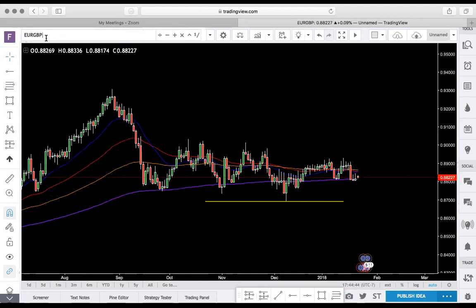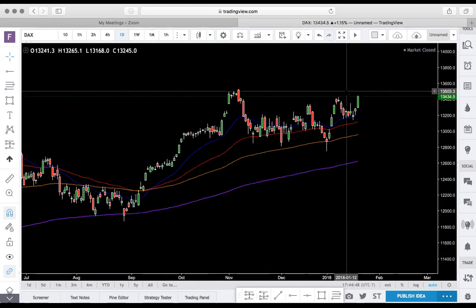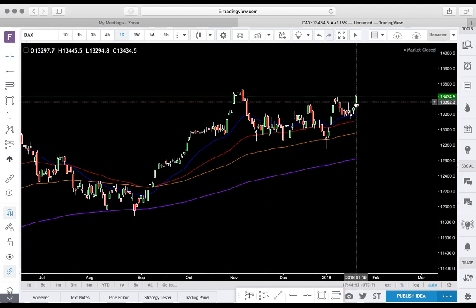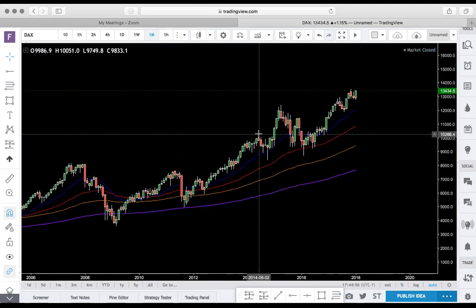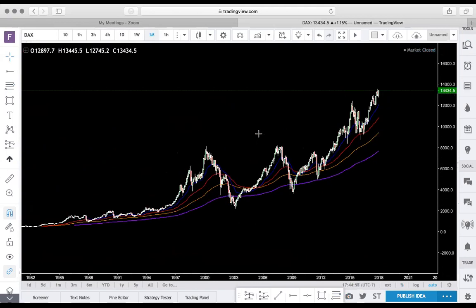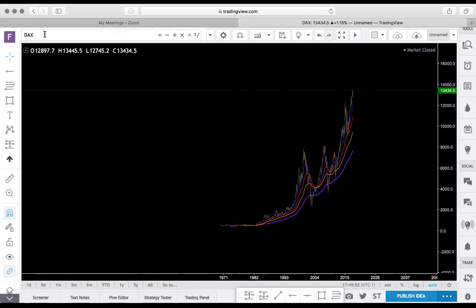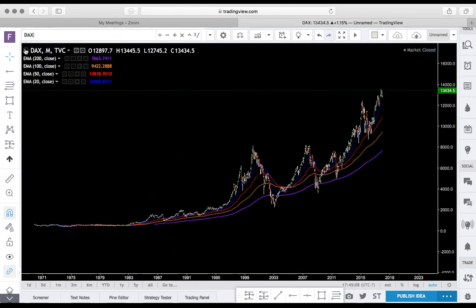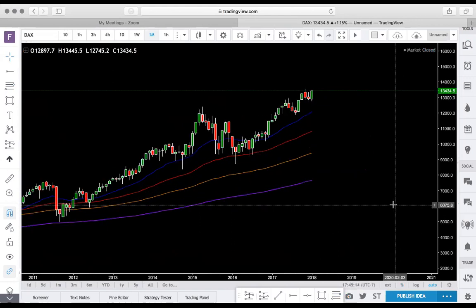DAX. I have not seen the DAX in a long time. All right, so the DAX has had a nice bullish candle here. I have to look at this on a monthly. Wow, this is looking... I can't even chart this. This is at all time highs. Yeah, this is looking bullish, just like the SPY.